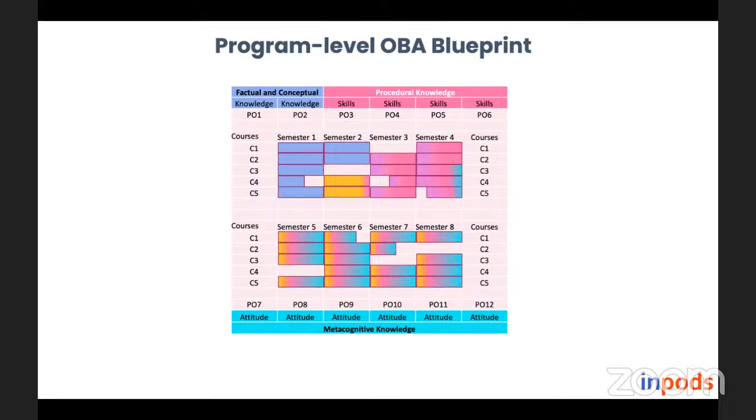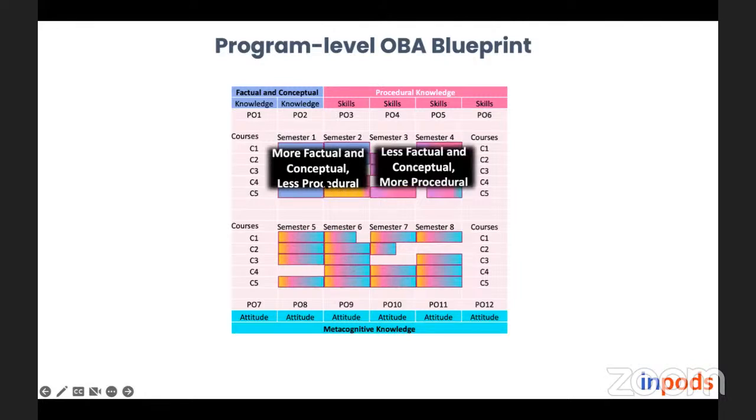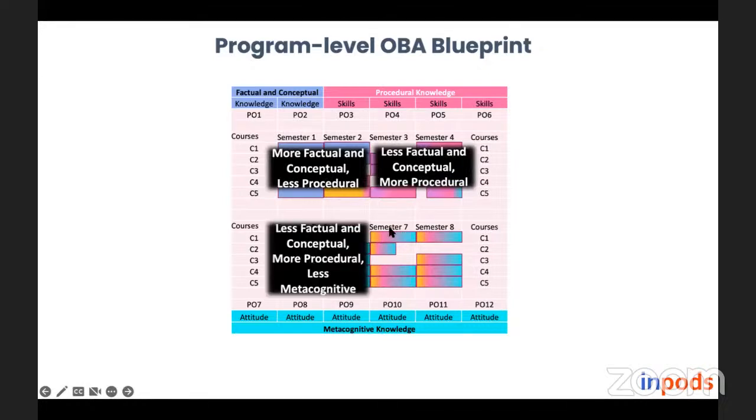And if you look at the program designing, these are the courses, these are the semesters, and these are the POs to be achieved by this program. And these POs are distributed into knowledge, skill, and attitude categories. And hence, these are the courses which are fulfilling the requirement of these program outcomes. That's why these courses are designed here. So the earlier courses are more in factual, conceptual knowledge, less procedural. Progressively, you have more procedural. Progressively, you have more and more metacognitive, very complex metacognitive level knowledge.